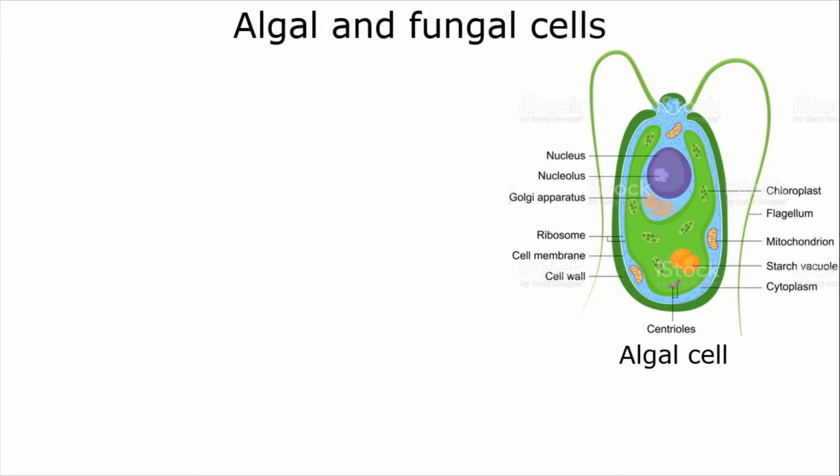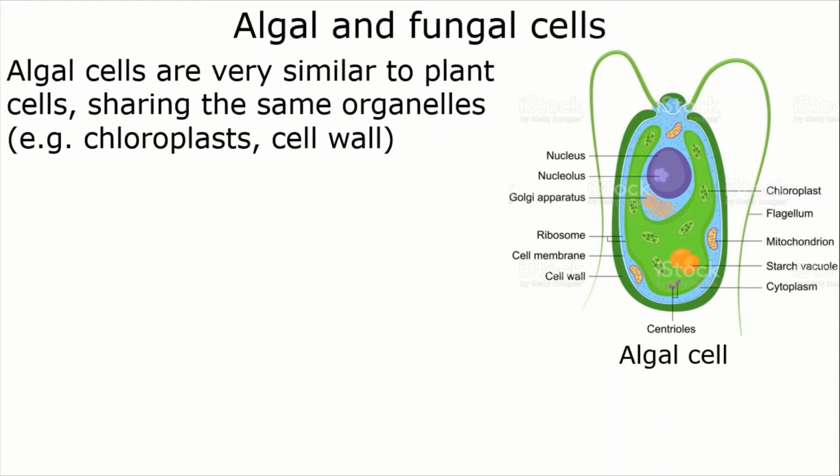It also contains a cell wall, which, because algae is found in watery substances, helps to prevent water coming into the cell, so it protects it from bursting by osmosis. And we can also see that it contains many chloroplasts, which is very useful for photosynthesis. So the primary difference between algal and fungal cells.